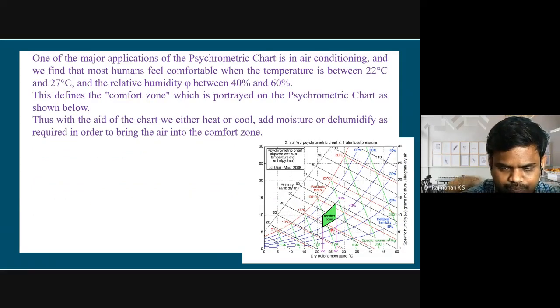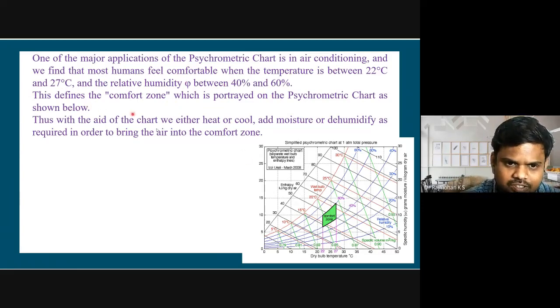In the theory lecture I have explained to you about comfort zone. I might have told you each person may feel comfortable at a certain degree, but for mechanical engineering, where air conditioning systems are concerned, they define this comfort zone as temperature between 22 to 27 degrees Celsius and relative humidity between 40 to 60%. So we try to have such temperature range and humidity range in the air conditioning system.